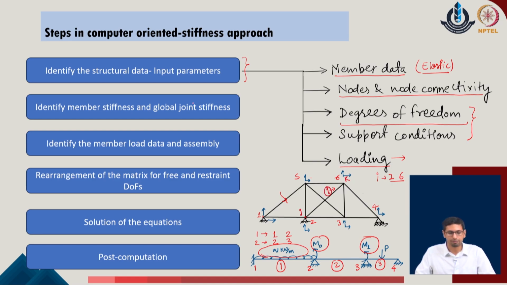As a next step, we identify the overall member stiffnesses and the global stiffness of the given system. These member stiffnesses are all defined in the global coordinates of the system. At the same time, we also identify the load contributions of individual members and assemble them to get the overall load vector. Finally, based upon the free and restrained degrees of freedom, we rearrange the stiffness matrix and the load vector, and then evaluate the solution of the system. Once the basic solution is calculated, we move to the post computation for the given system.